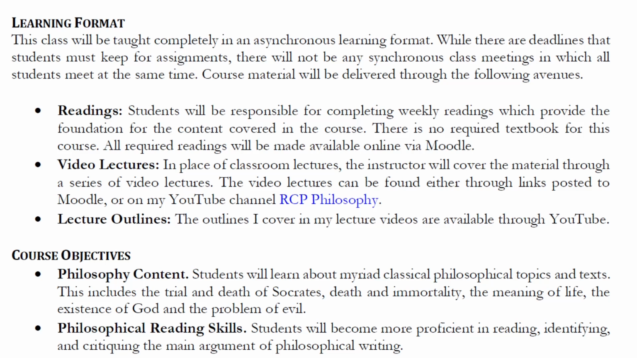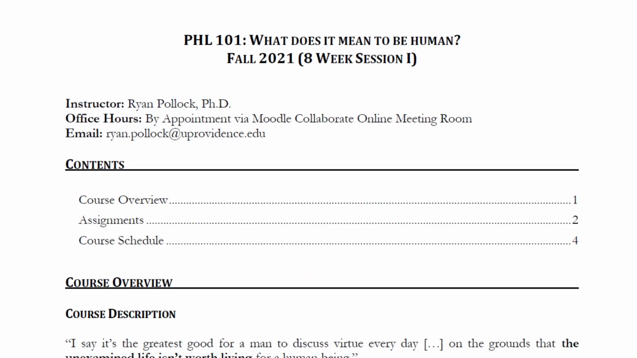Let's begin by saying a few things about the readings. First, where can you find the required readings? As stated on the syllabus, there is no textbook you are required to purchase for this class. All readings are made available online through Moodle. Furthermore, you can see what you need to read by consulting the course schedule, which can be found in the last section of the syllabus.